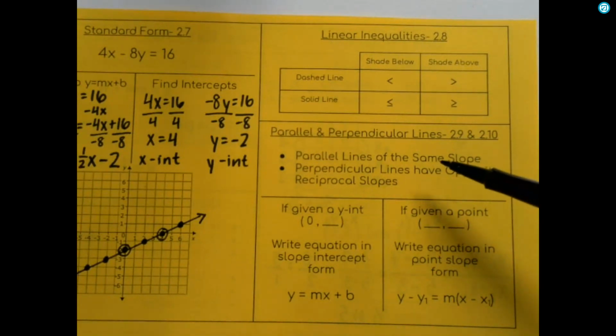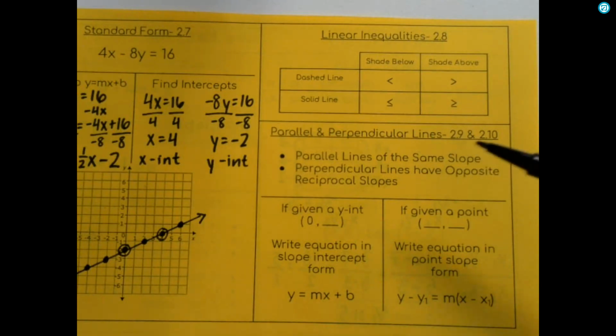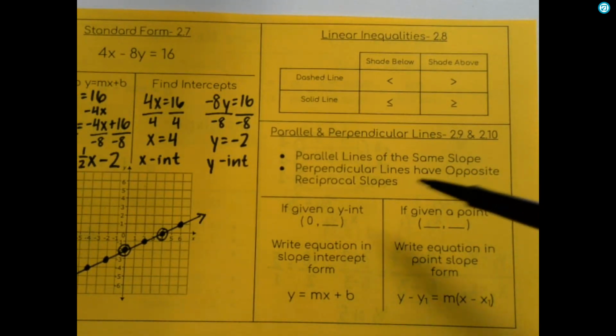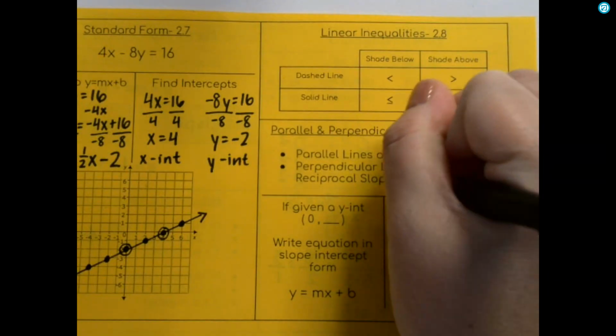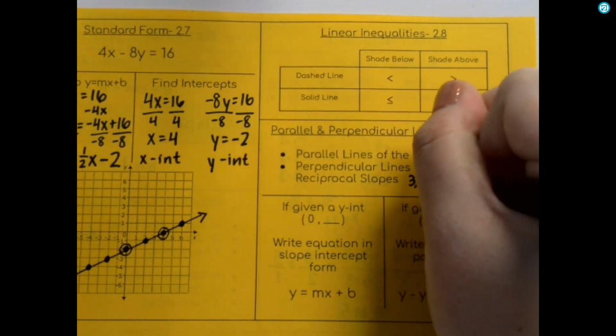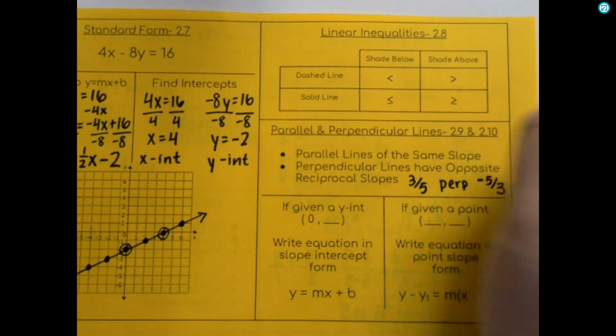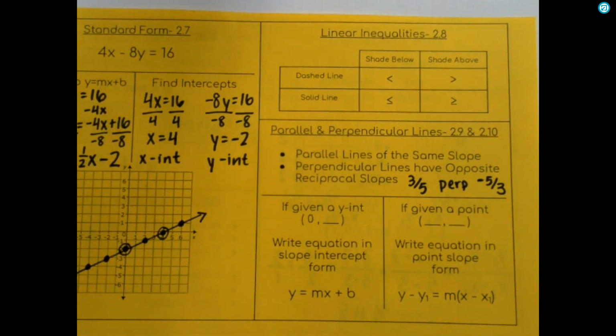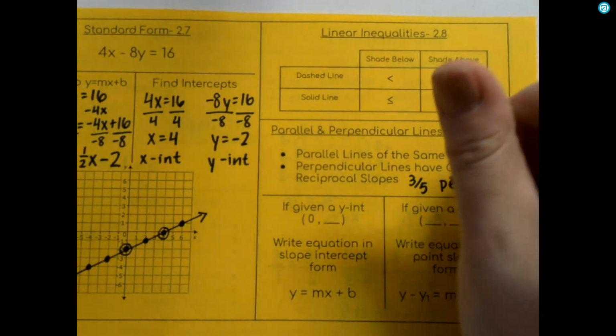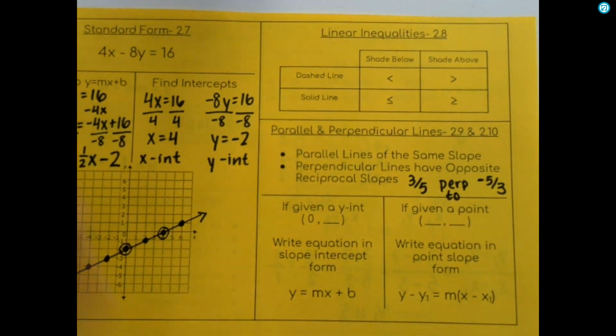And then parallel and perpendicular lines. Parallel lines have the same slope. Perpendicular lines have opposite reciprocal slopes. That might be a thing we want to write down. Let's come up with an example. So let's say if my slope was 3/5, that's going to be perpendicular to -5/3. So you take the fraction and you flip it over and you make it negative. That's just a random example.